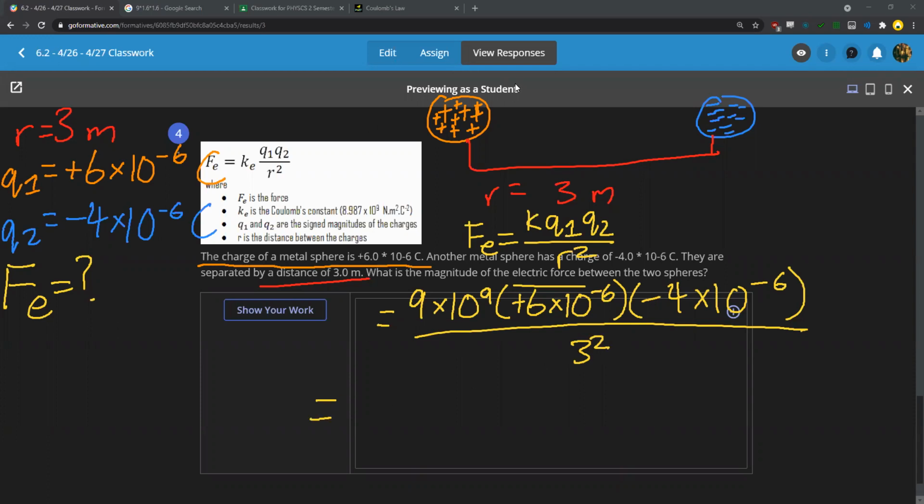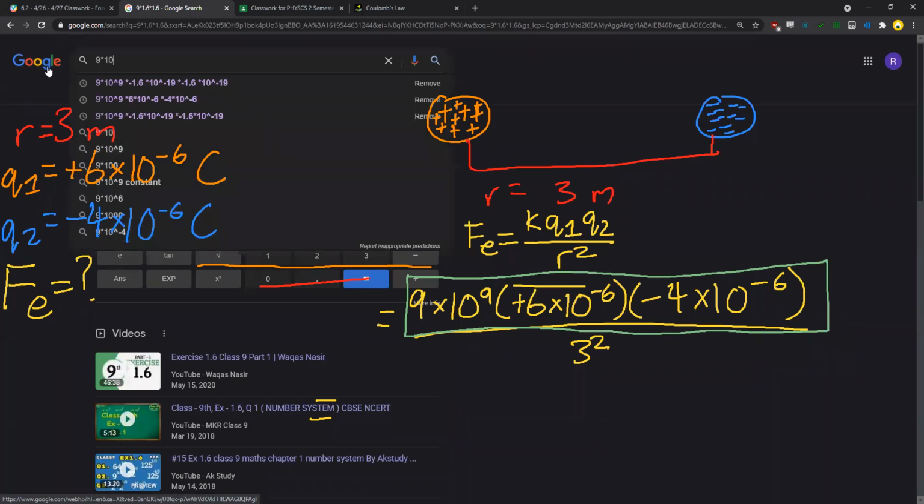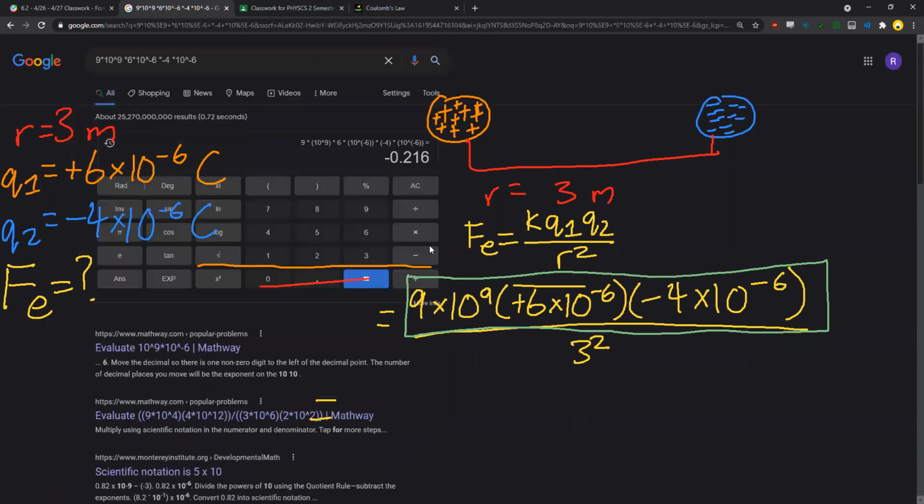So you're going to do the same exact thing. You're going to multiply the top half, right? On a calculator, you're going to do 9 times 10 to the 9 times 6 times 10 to the negative 6 times negative 4 times 10 to the negative 6. That does not look right. Oh, no, it's fine. So you get negative 0.0216.